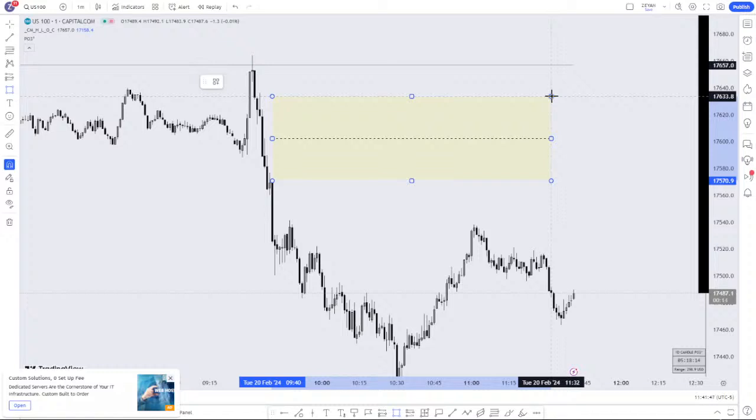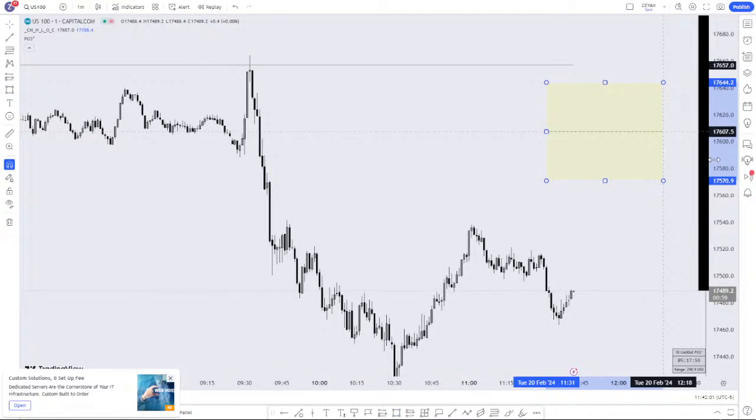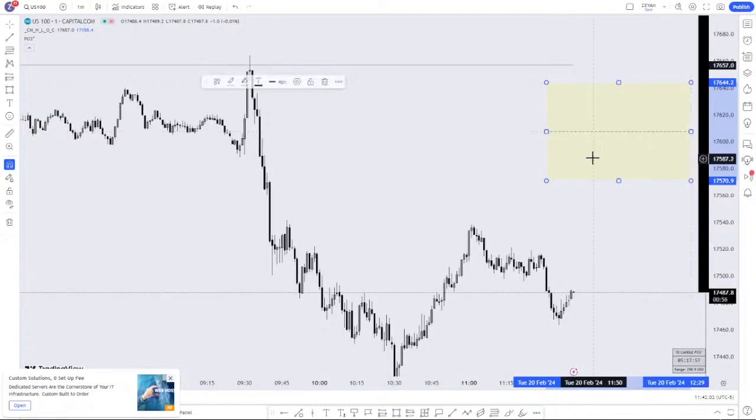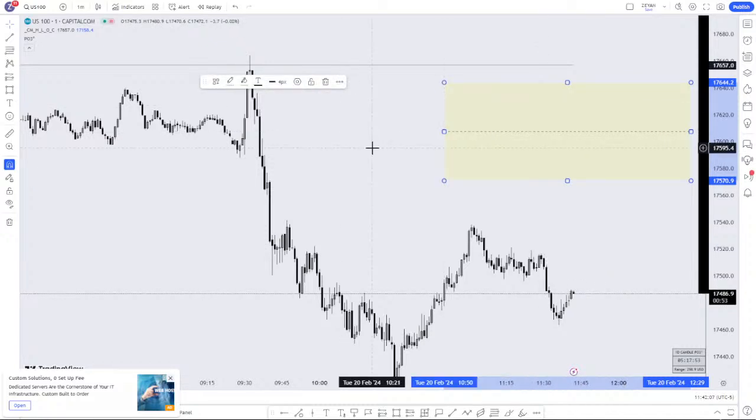16744 to be precise. 16744. So the use of reference points and the areas of interest.